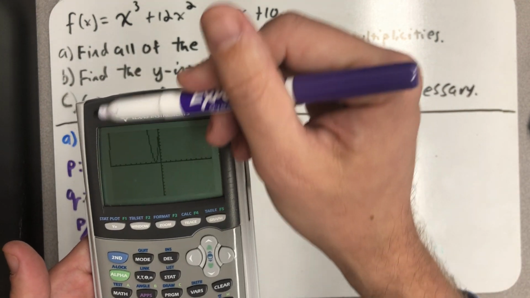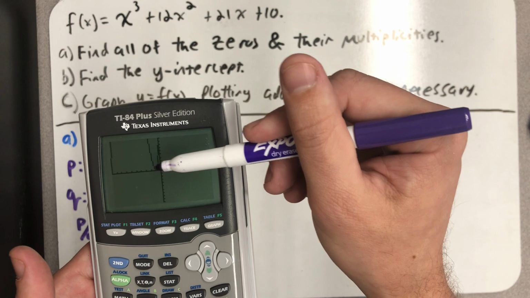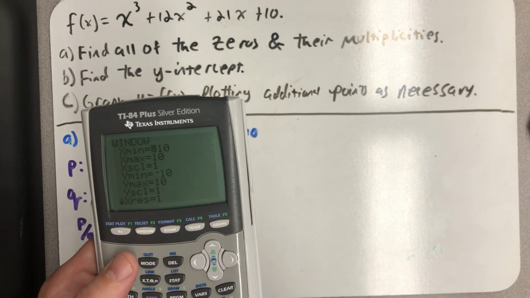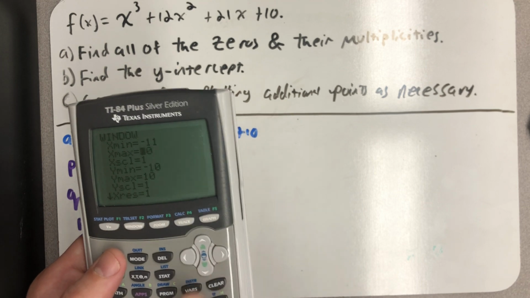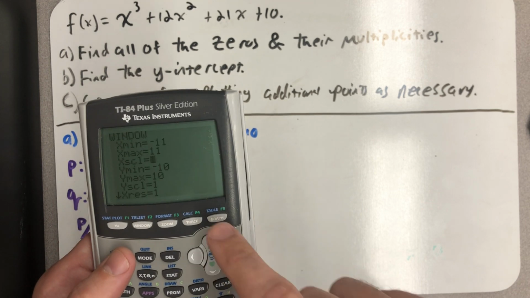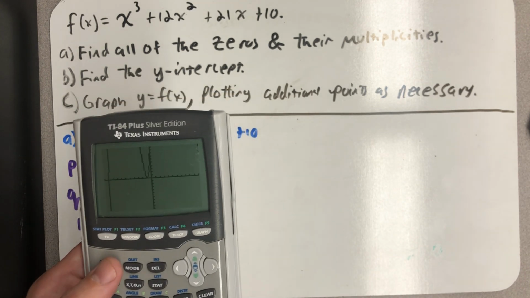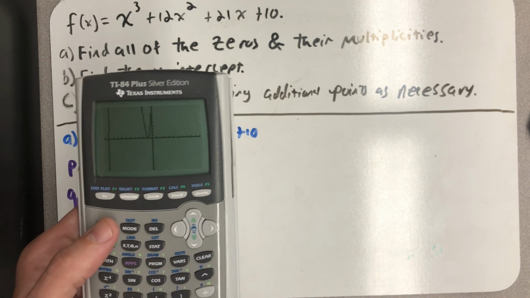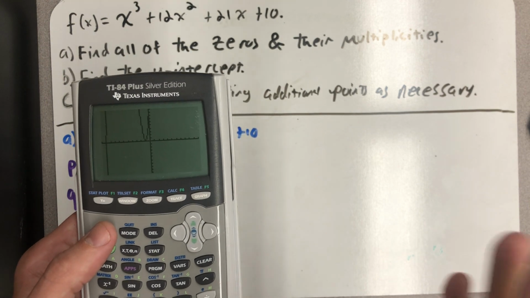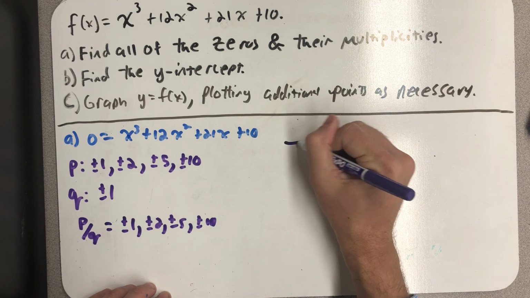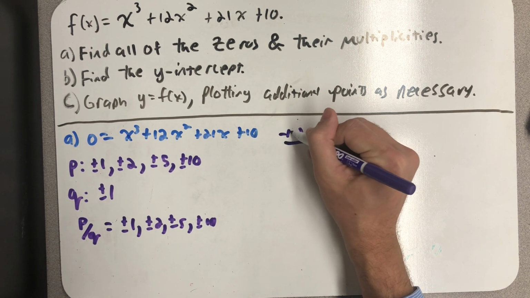And I see a little bit of the graph here, and it looks like there's a 0 there, and it looks like there's one all the way out there. So let's just change the window just a little bit. Since a lot of it's off the screen, I think there's a 0 out there at minus 10, and there's another one in here somewhere that looks like it has an even multiplicity. But for now, I'm going to do the synthetic division, thinking there's a 0 at minus 10.